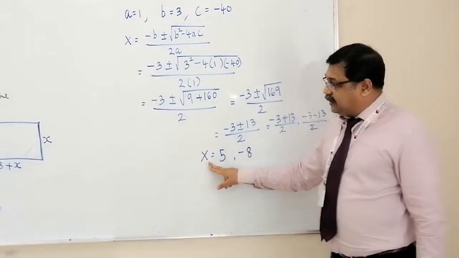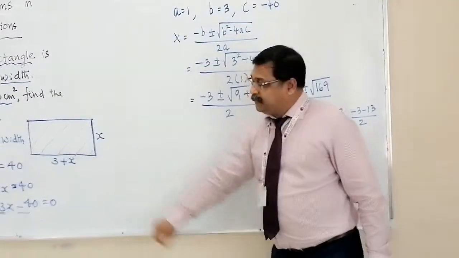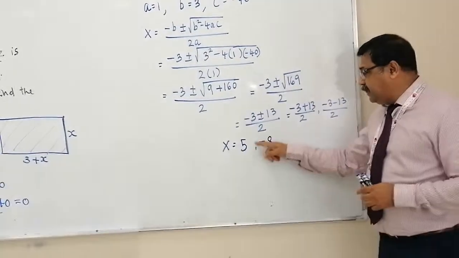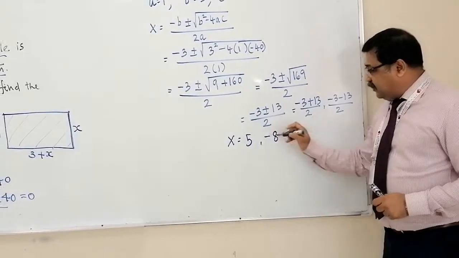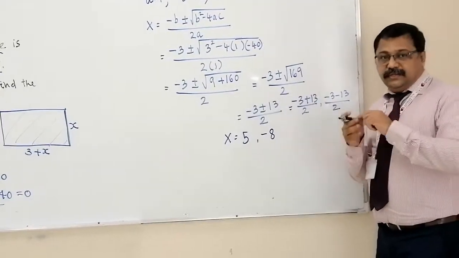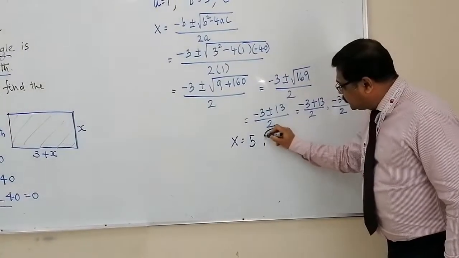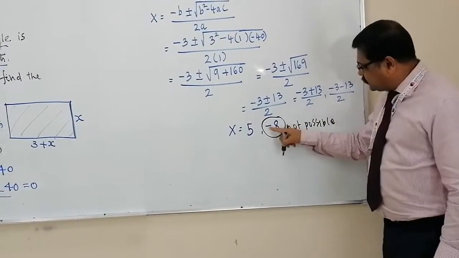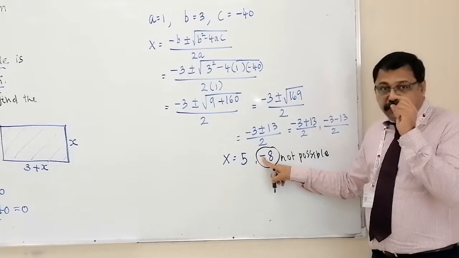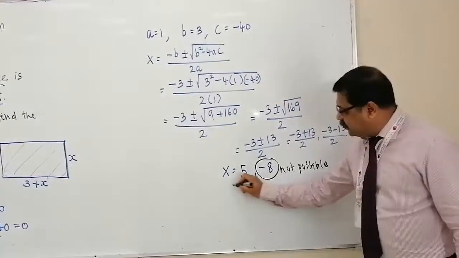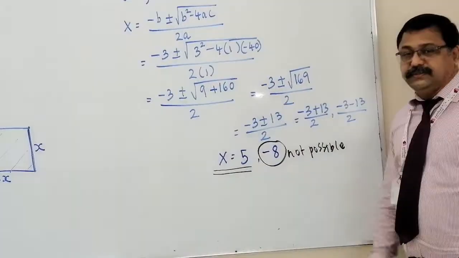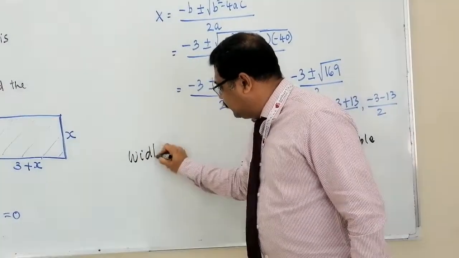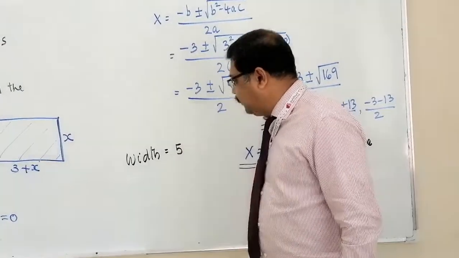We know the x value is meant for the value of width. Width can be only a positive number, it's a measurement. It cannot be a negative number. So this value is not possible because it's a negative value. It cannot be a width of a rectangle. So we will say the width of the rectangle is 5. So we will conclude in this way. So the width equal to 5.